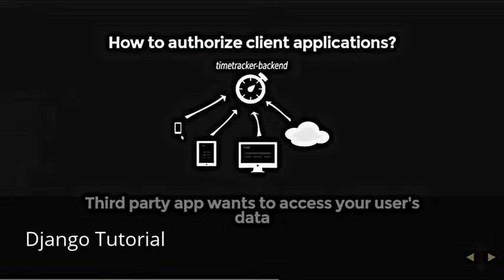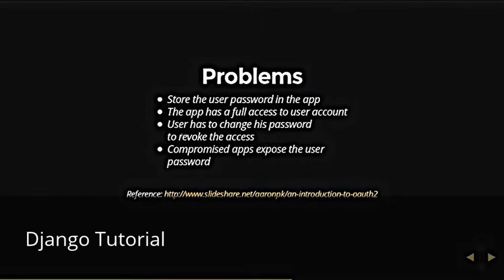So the next step is, how do you authorize client applications? I mean, your applications, like the time tracker Android and the time tracker iOS, they need to be authorized to talk to the time tracker backend API. And also, there are third-party apps that want to access your users' data. So you need some authorization engine behind.